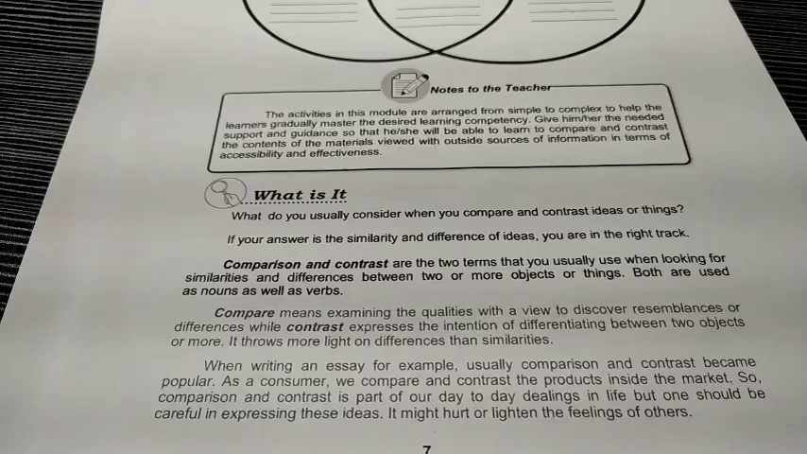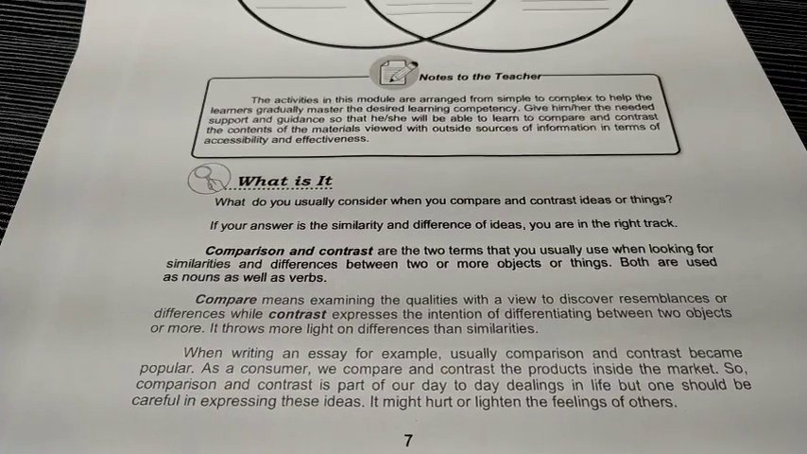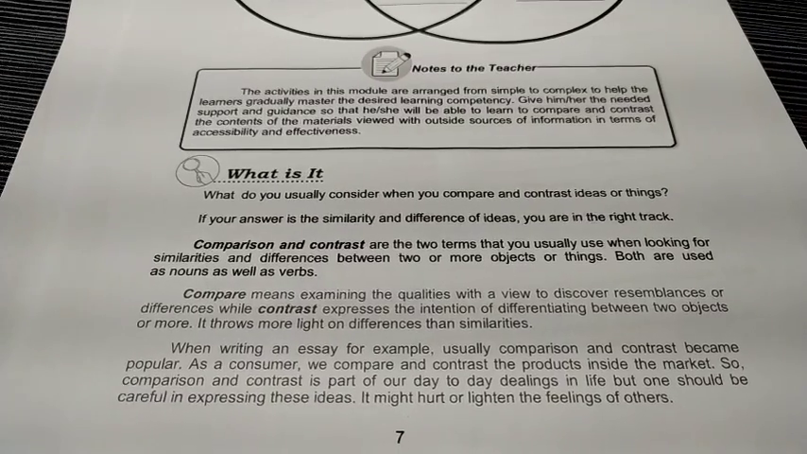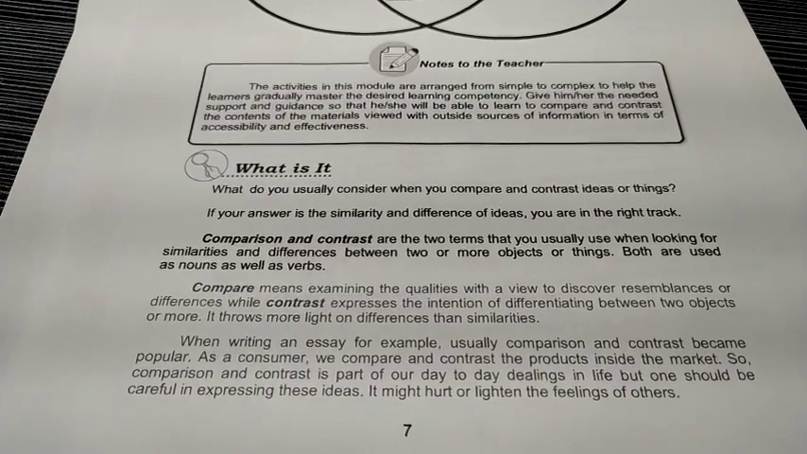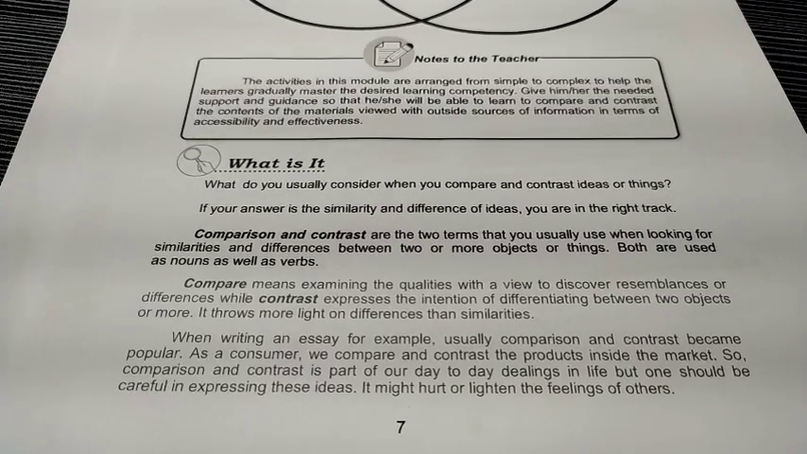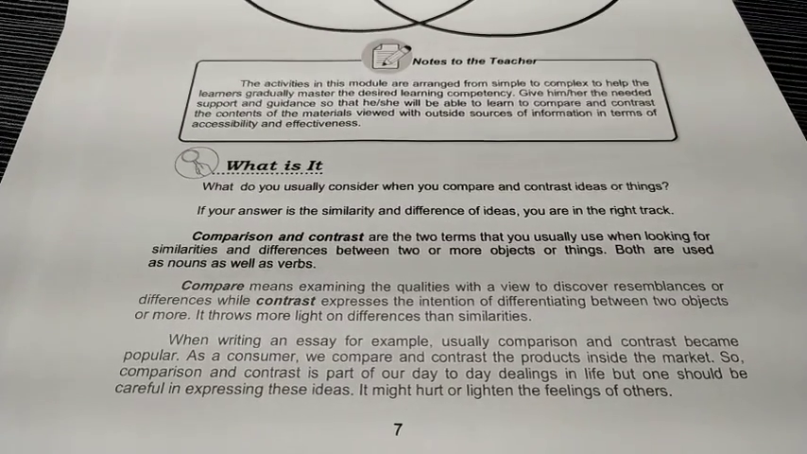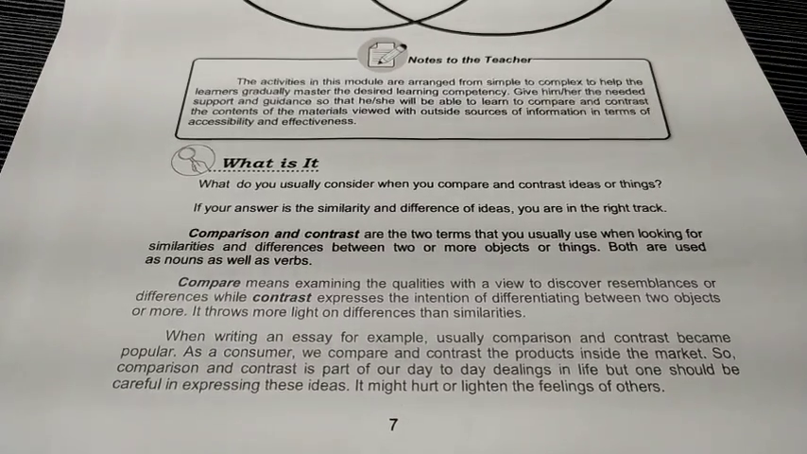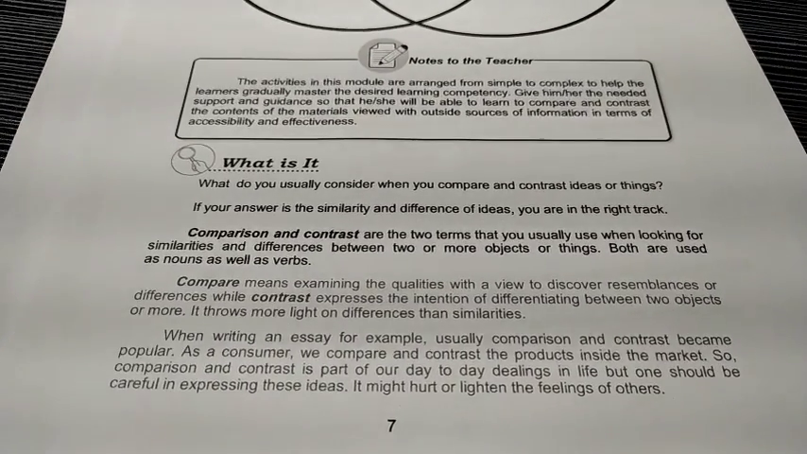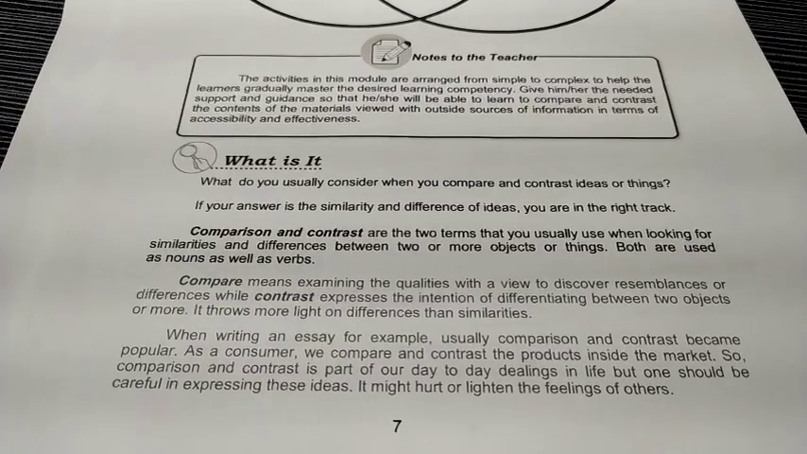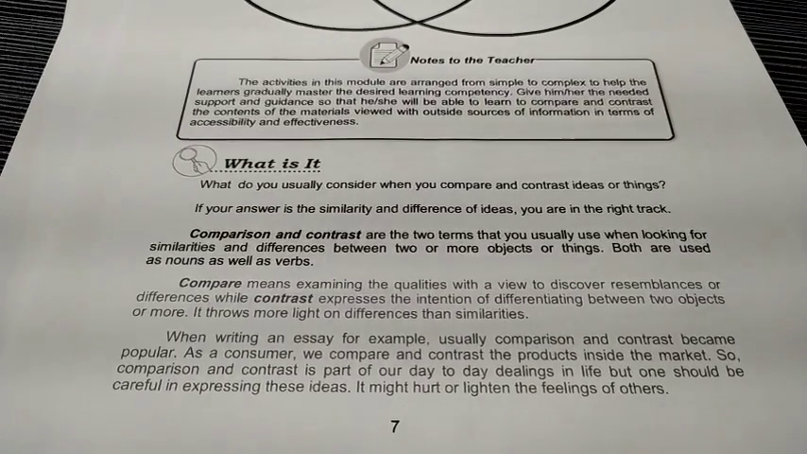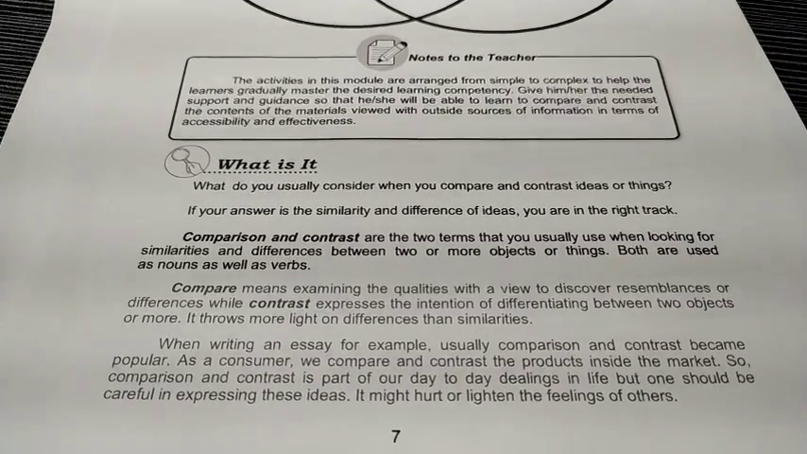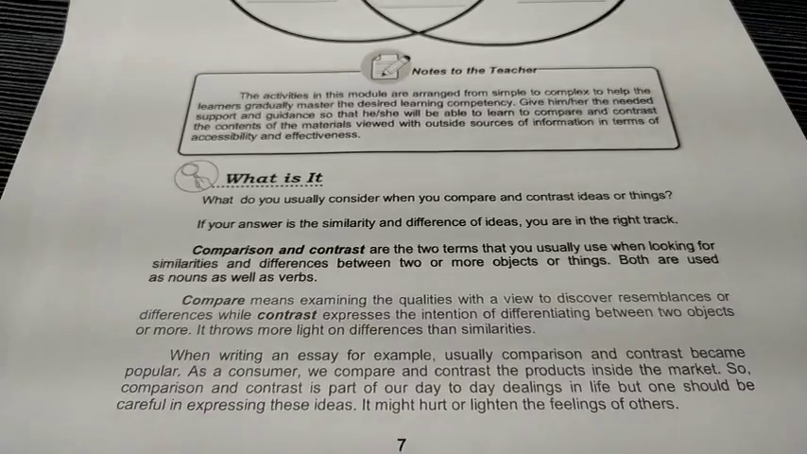So remember, comparison and contrast are the two terms that you usually use when looking for similarities and differences between two or more objects or things. Both are used as nouns as well as verbs. When you say compare, it means examining the qualities with a view to discover resemblances or differences. So the keyword is resemblances or similarities for compare. And contrast expresses the intention of differentiating between two objects or more. It throws more light on differences than similarities. So for contrast, the keyword will be differences or the opposing ideas.